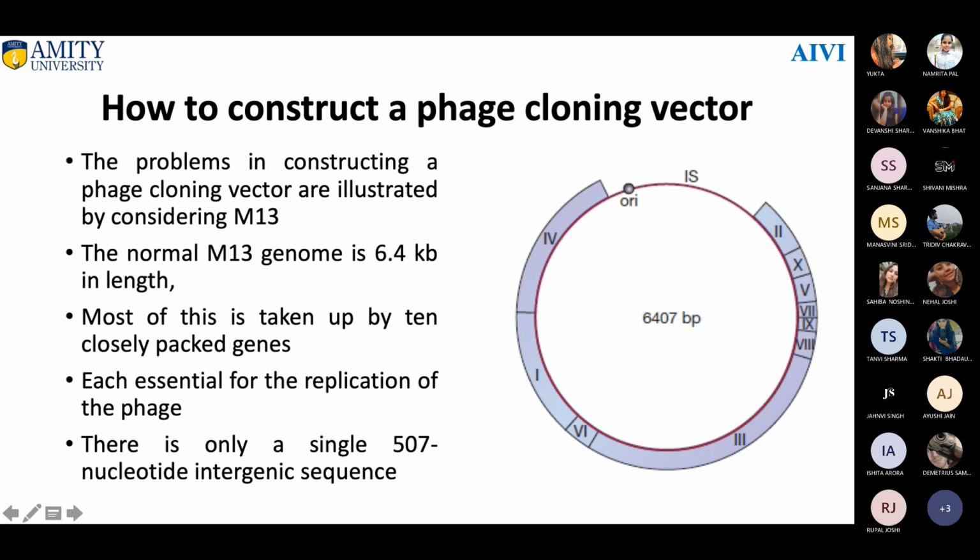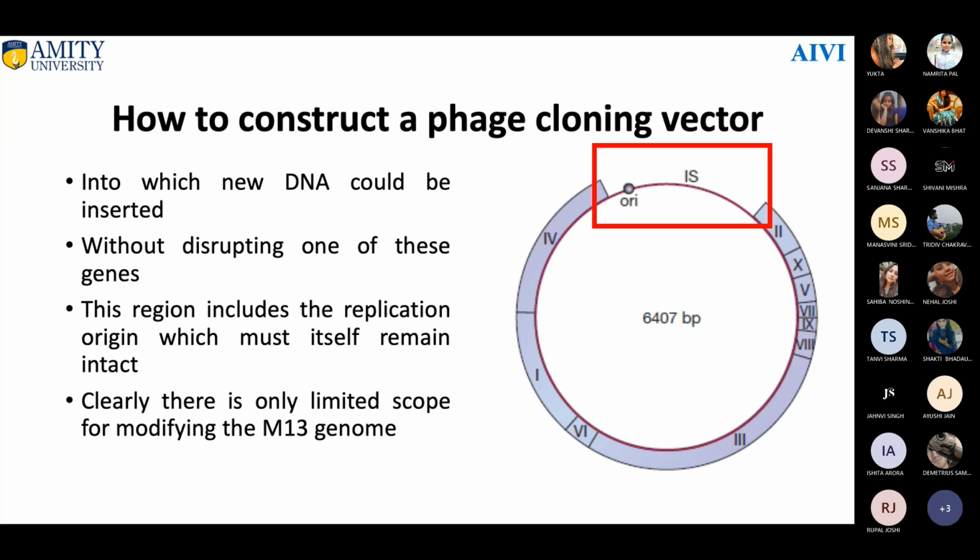There is only a single 507 nucleotide intrinsic sequence, the IS. This IS is the one that is not necessary, so you can play with it. Playing with it means that if you want to remove it, you can remove only this. And if you want to change it so that multiple cloning sites can be inserted, you can play with this sequence. Otherwise, you can't make any modification in these 10 genes because they are necessary for viral replication.